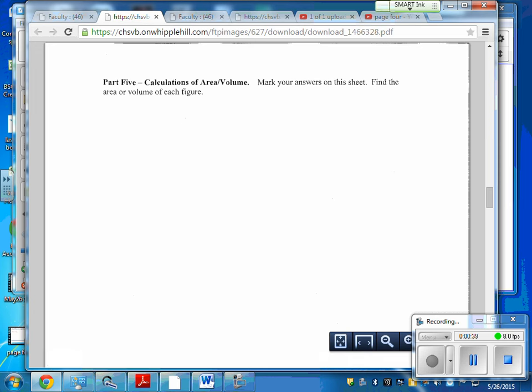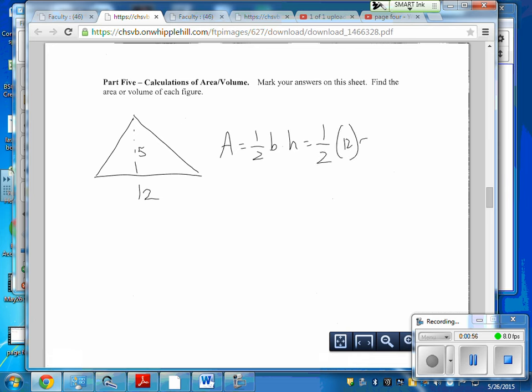Well, certainly triangles. If I were to give you a triangle, and if I were to give you the base is 12, and the altitude is 5, I would hope you find the area 1/2 base times height, or 1/2 of 12 times 5. 6 times 5, 30.